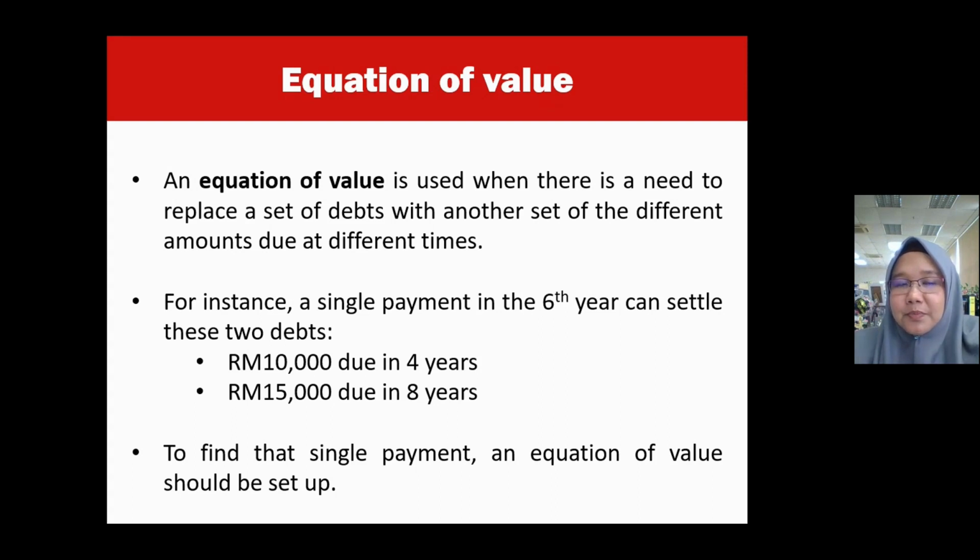So let's say we have two debts. The first debt is 10,000, which is due in 4 years. And the second debt is 15,000 and it will be due in 8 years. But we want to make a single payment in 6 years. By using the equation of value, we can find the size of payment that we need to settle these two debts. We call this a single payment. To find the single payment, there is an equation of value that we need to set up.